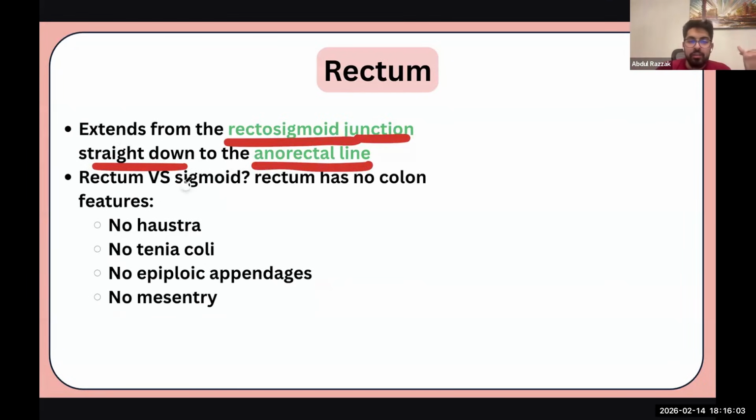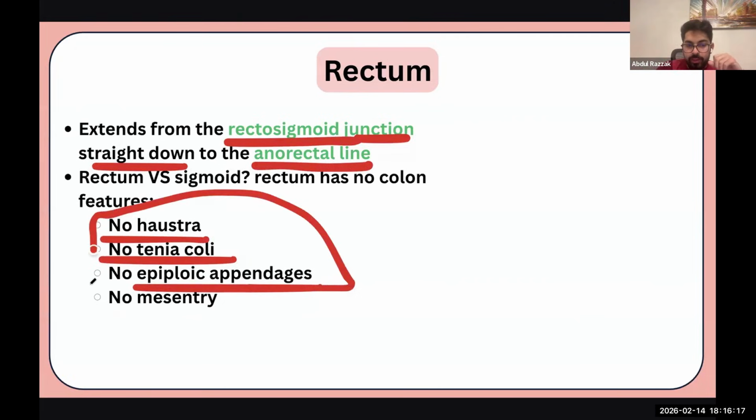Now, how are you going to differentiate the rectum from the sigmoid from outside? You can easily tell: there are no haustra in the rectum. There are no tinea coli, and there are no epiploic appendages. All these are characteristic or specialized to the colon only. You also have no mesentery of the rectum, so it doesn't have anything attaching it to the posterior abdominal wall.